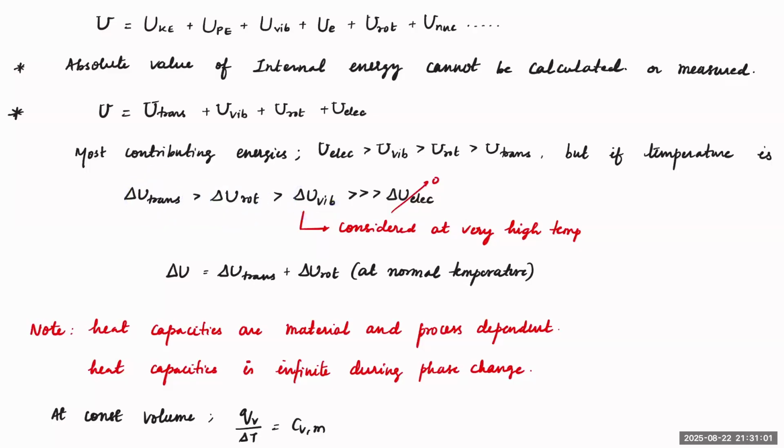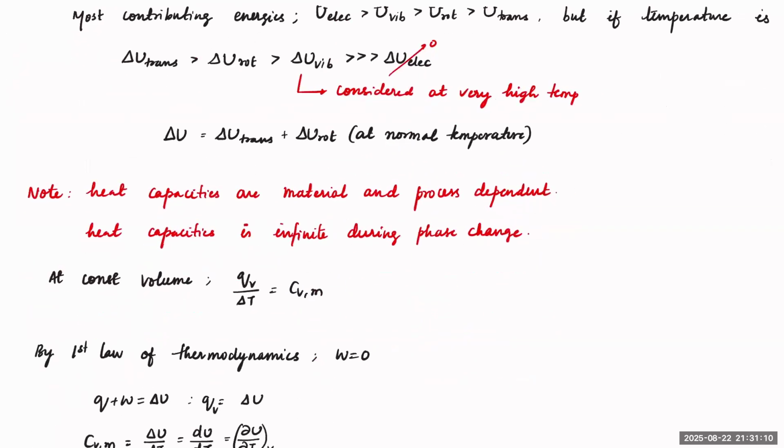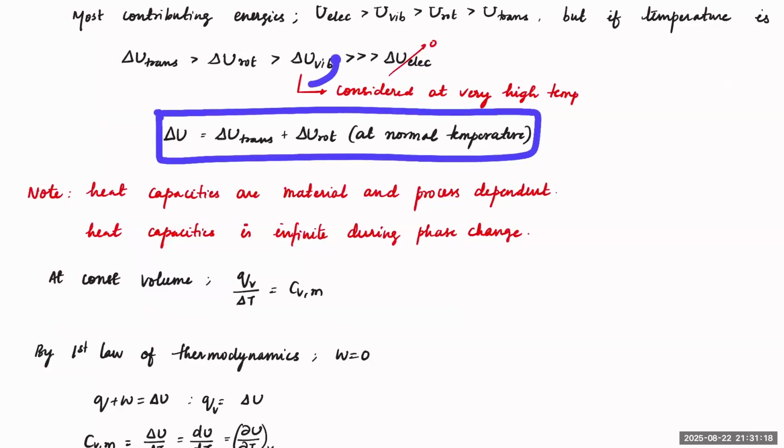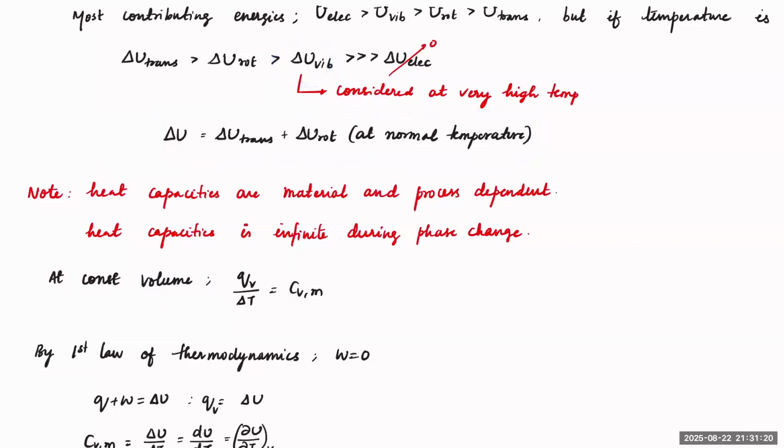Okay. So now delta U is equal to delta U translational plus delta U rotational. And this is only taken at normal temperature. At high temperature, I need to consider vibrational internal energy change as well. Okay.